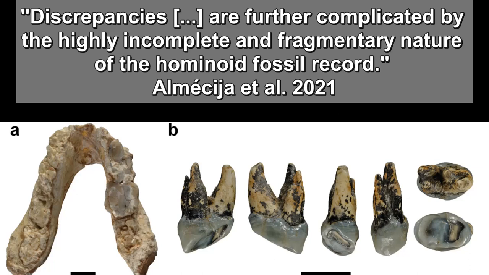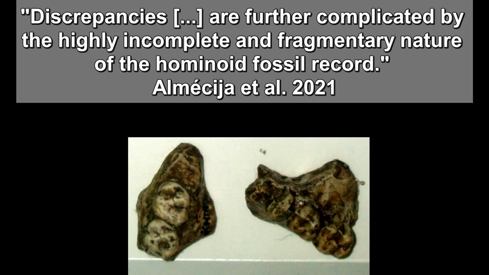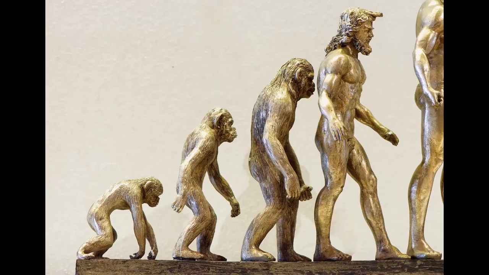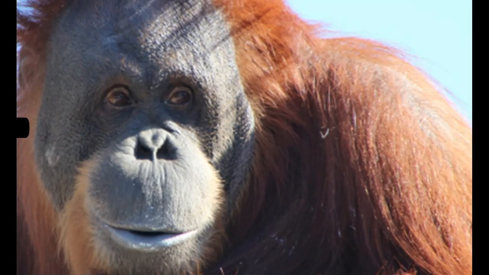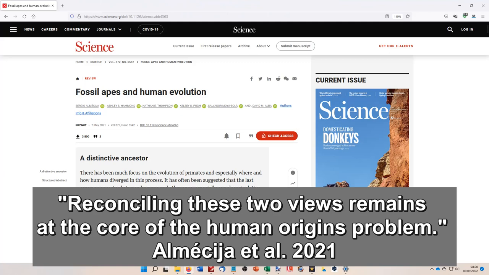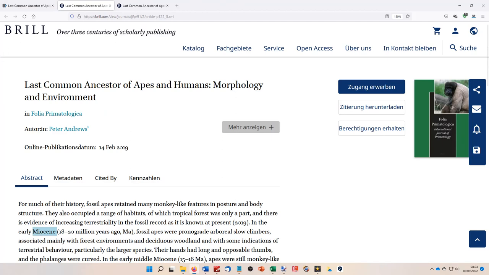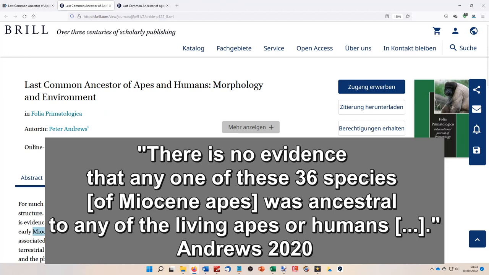This problem of homoplasies is also found in the fossil record, which is moreover incomplete as well as fragmentary, as Almasija and colleagues have written. For a coherent evolutionary model, however, one would have to combine both approaches, top-down and bottom-up. But this, according to Almasija and colleagues, has not yet been achieved and remains at the core of the human origins problems. It is therefore not surprising when Andrew states, "There is no evidence that any one of these 36 species, namely the Miocene ape fossils, was the ancestral to any of living apes or humans."